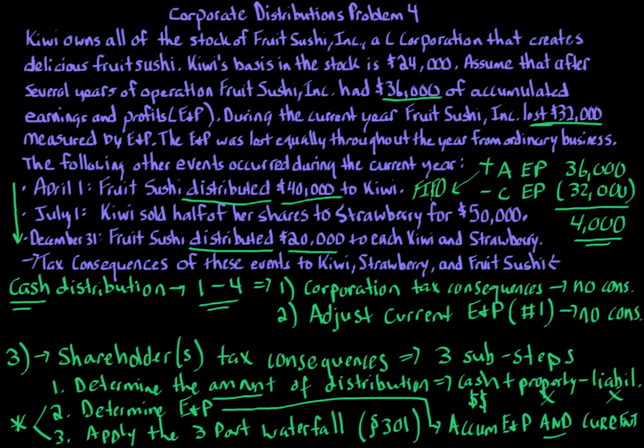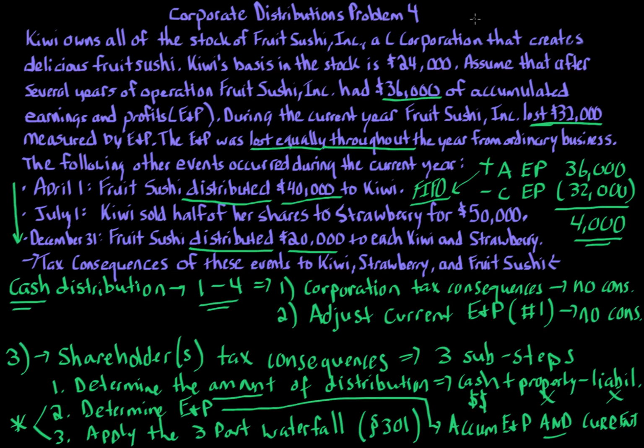So accumulated EMP is FIFO because that's positive, and that goes into the determination of number 3, the 3-part waterfall. And then current EMP is negative, and since it's ratable throughout the year, we're told that it was lost equally throughout the year, what you do is you have to prorate throughout the year.